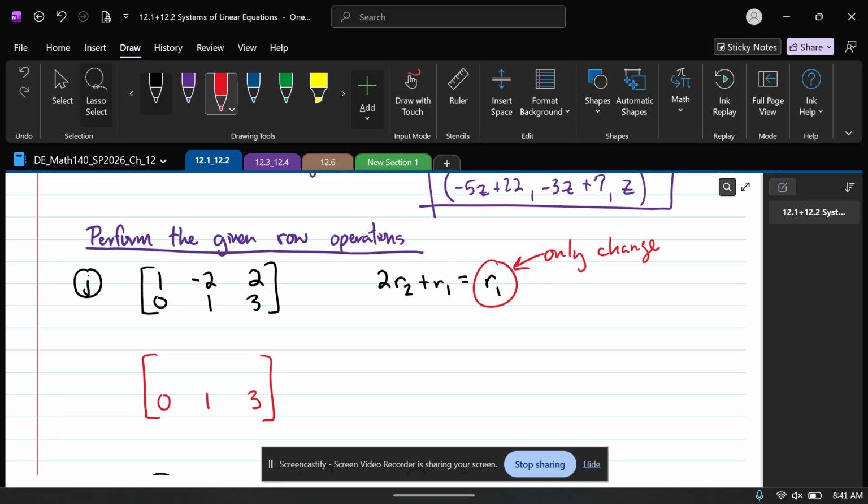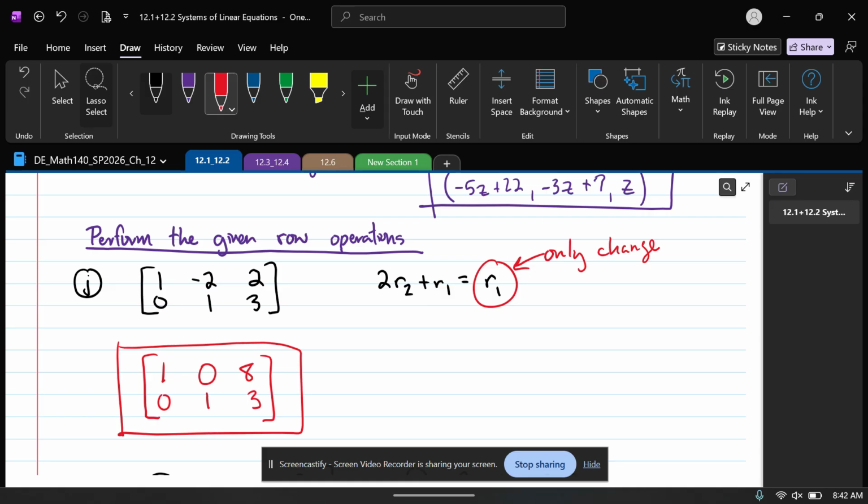So 2 times 0 is 0, plus 1 is 1. So that first spot is going to be a 1. 2 times 1 is 2, plus negative 2 is 0. 2 times 3 is 6, plus 2 is 8. And we've done that row operation. That's all we're doing there.